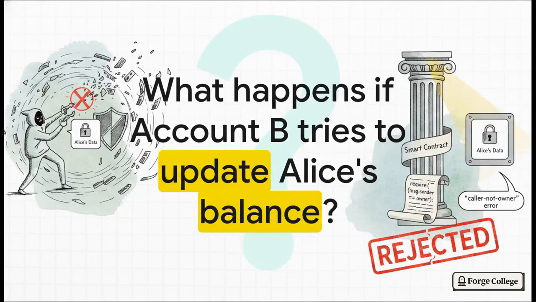Which brings up a really vital question. What actually happens if account B tries to update Alice's balance? Well, it's kind of funny to think about, because without access control, it would be absolute chaos, right? Everyone could just overwrite everyone else's data. But thankfully, since we're smart architects, we added a simple require statement checking that the message.sender is equal to the record's owner. So, when account B tries to pull this nonsense, our contract correctly rejects the transaction, reverting it entirely with a caller not owner error. Rejected. No state change occurs at all, and our data remains completely safe.